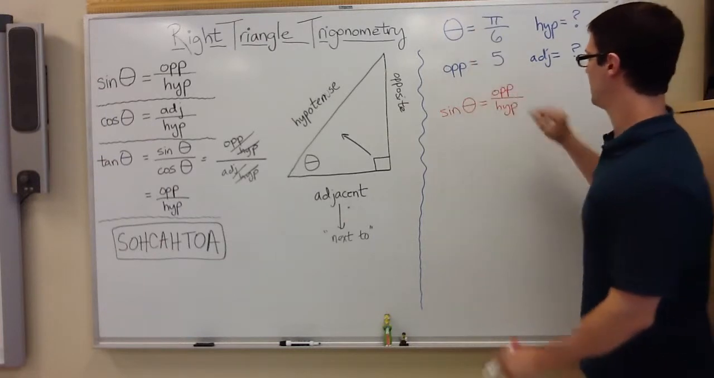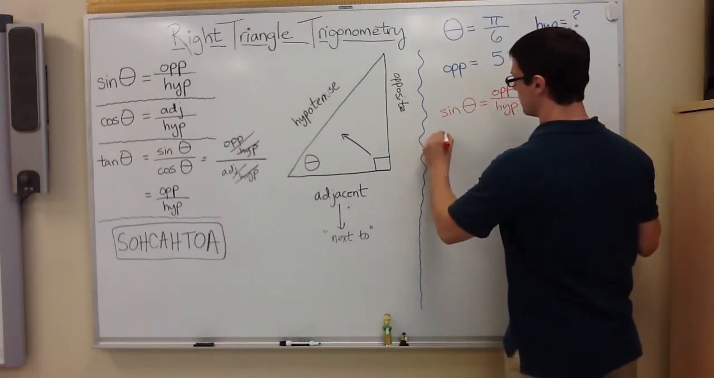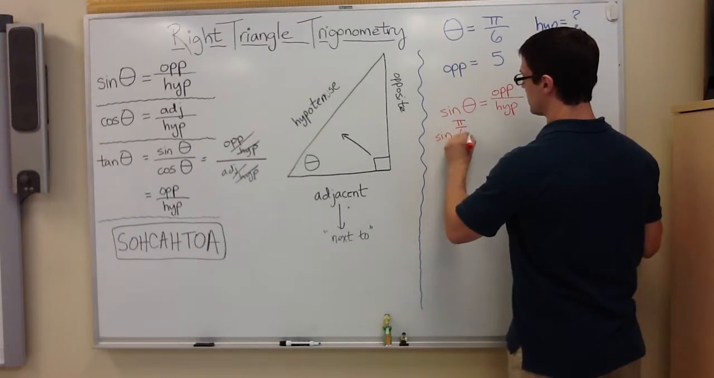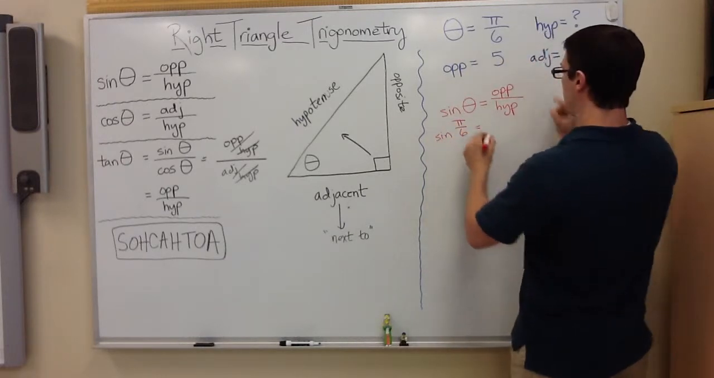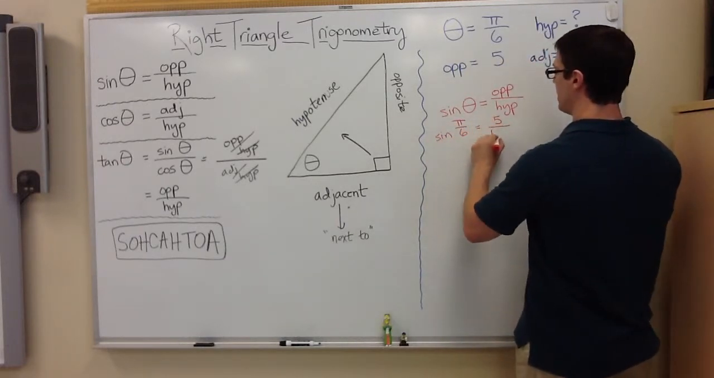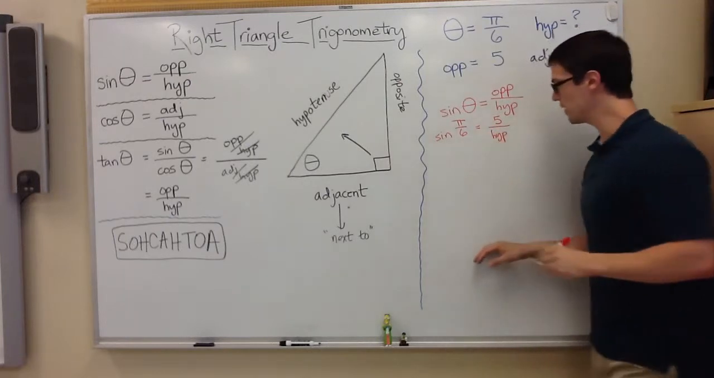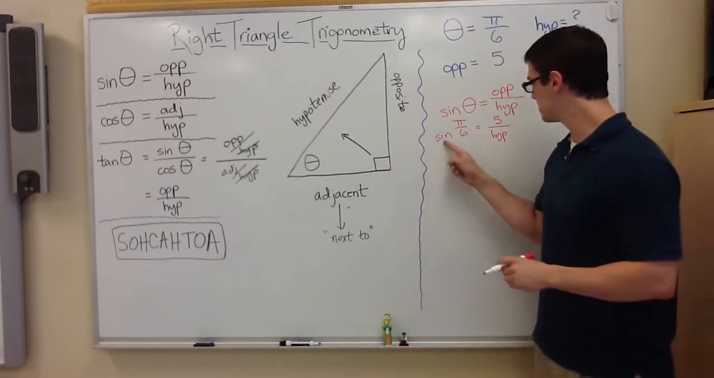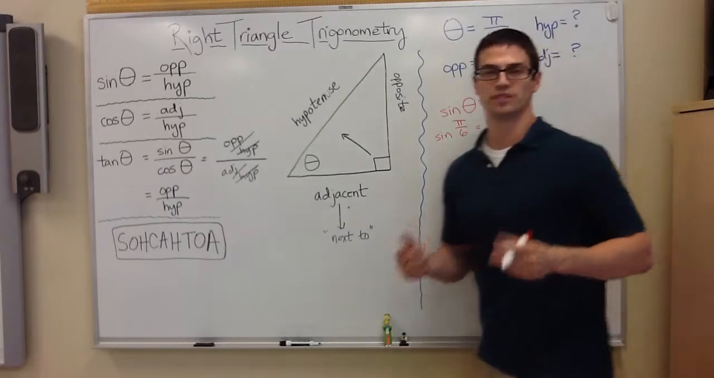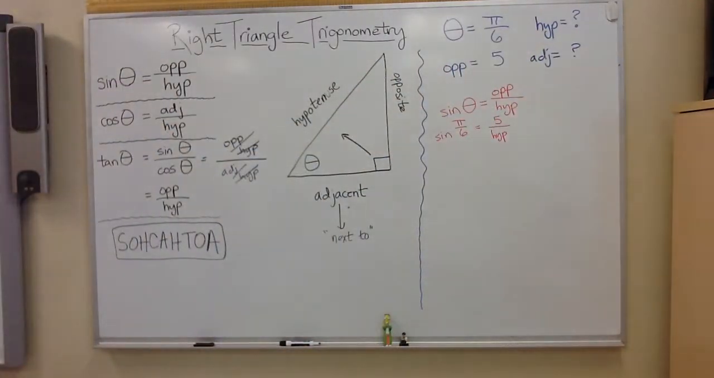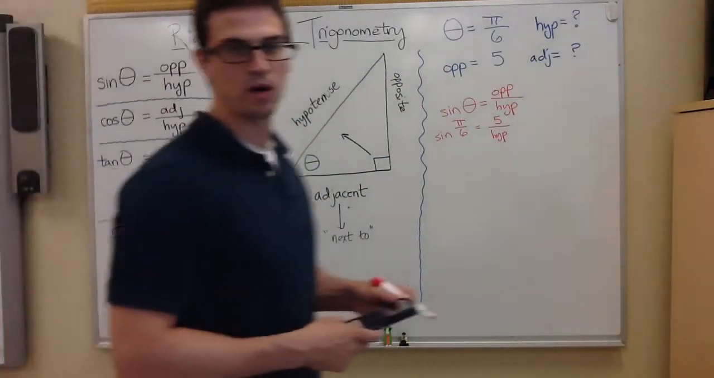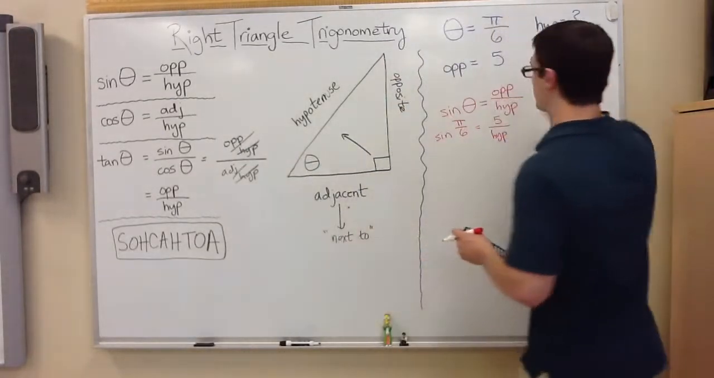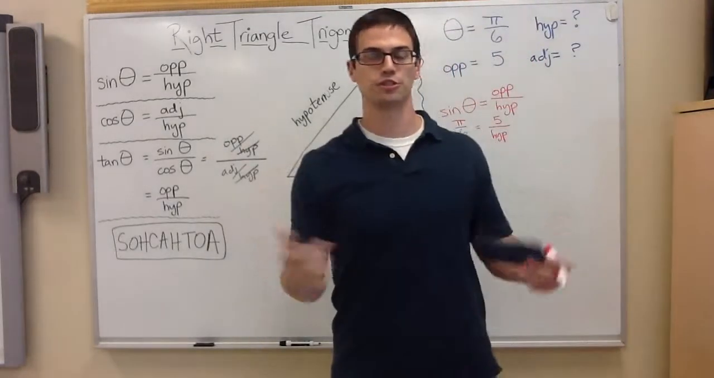So far what I know is theta, so I'm going to write sine pi over 6 equals opposite, we know opposite's 5, divided by hypotenuse. Okay? From here you can simplify this sine pi over 6 using a calculator. Now when you use a calculator, make sure you're in radians mode, because this is in radians right here, not degrees. If it's in degrees, make sure you're in degree mode.